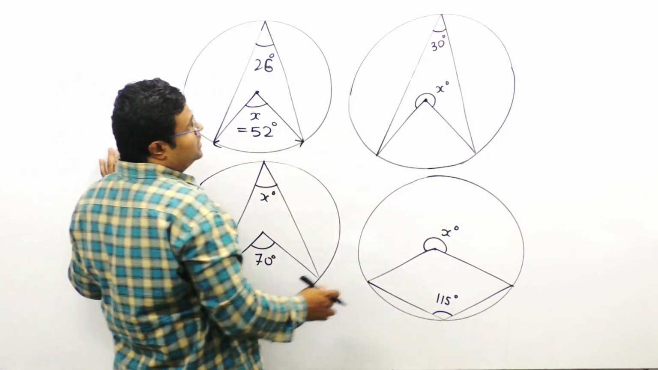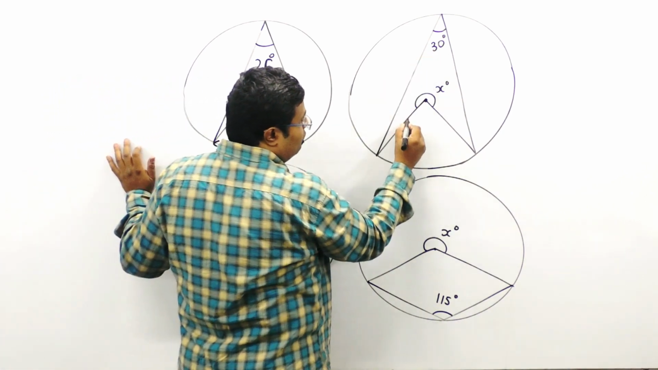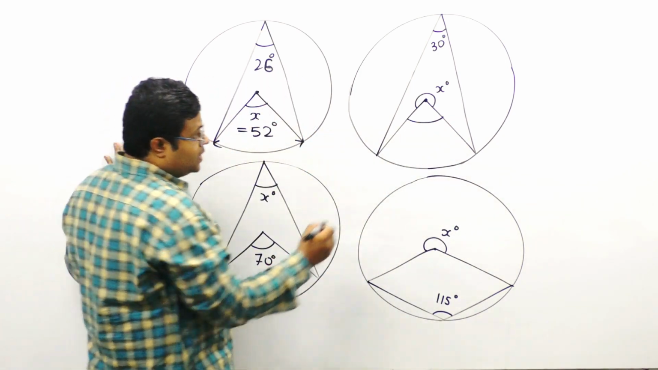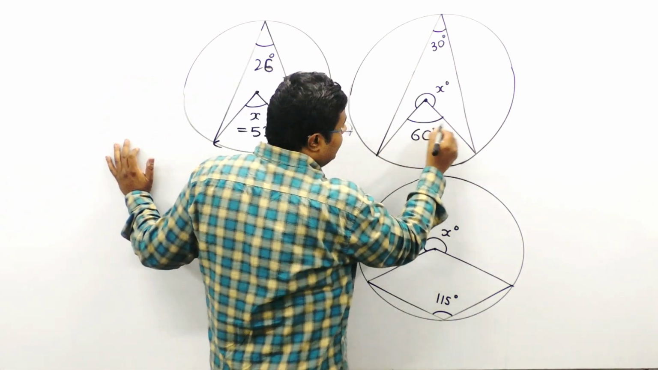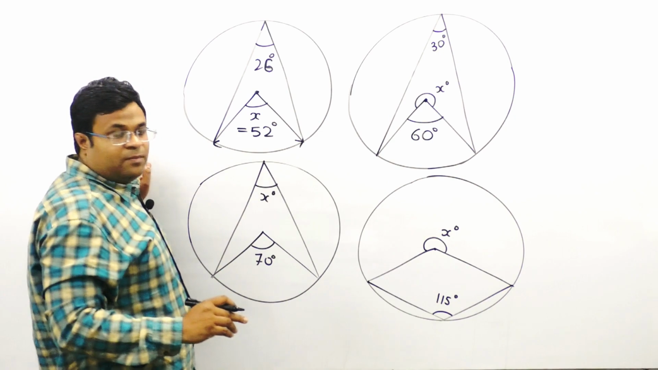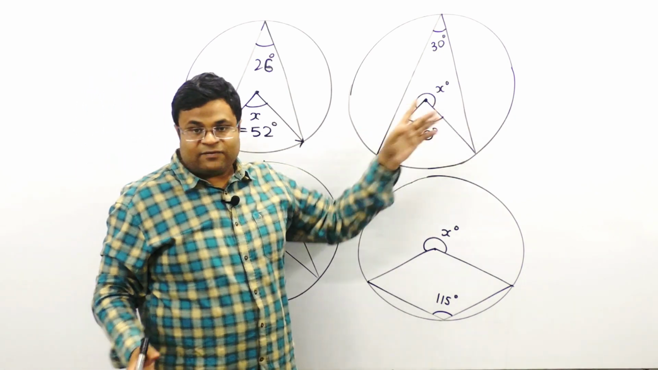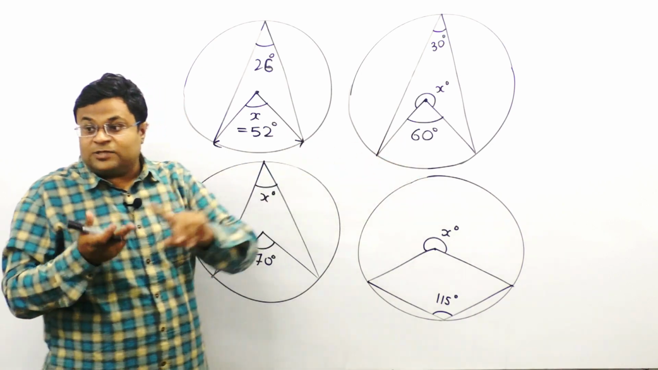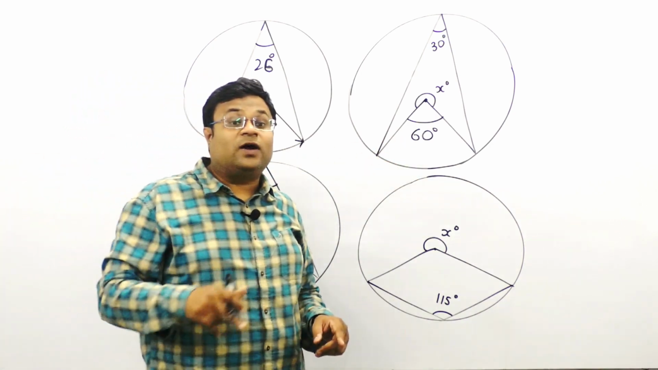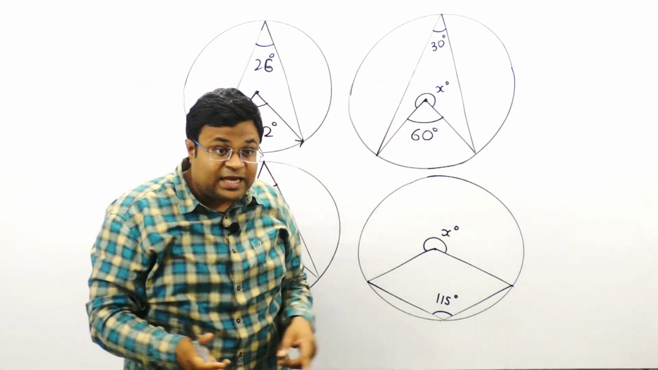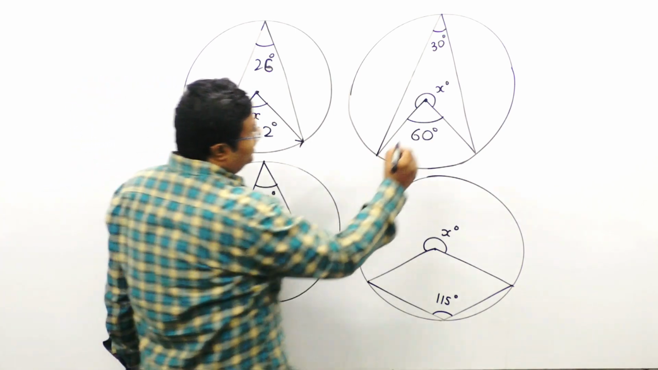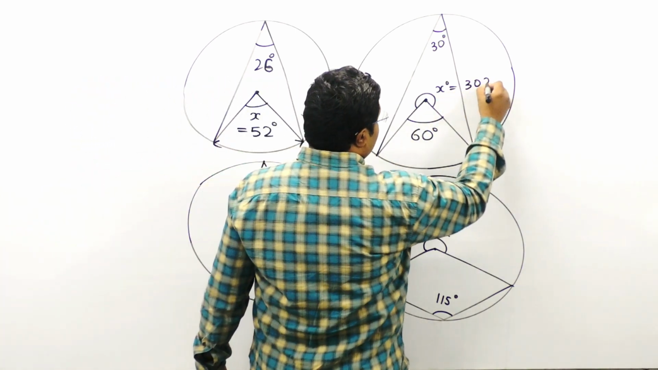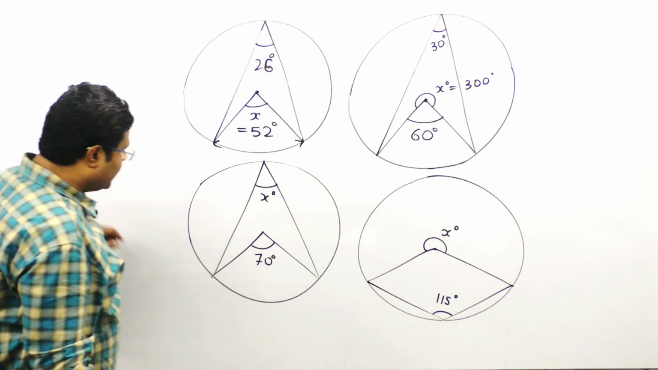Now let's have a look at this. This is 30. Now what will this angle be? Some of us by mistake and in a rush may write this x as 60. That will be a blunder mistake. Since this center is 60, but what has been marked and given to us to find is what? 360 minus 60. So what's the value of x? 300. Very good.